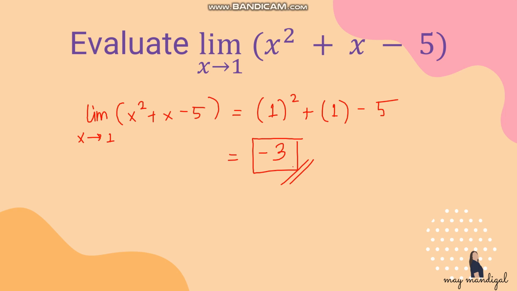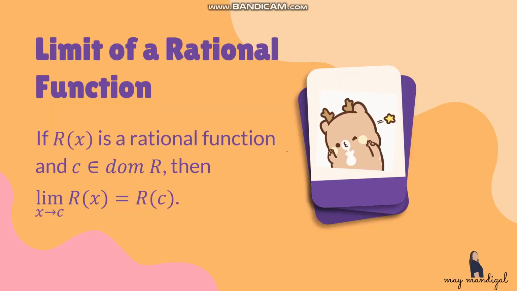That means as the value of x approaches 1, the value of the function approaches negative 3. Again, we can only do direct substitution if the first case is that the given function is a polynomial.